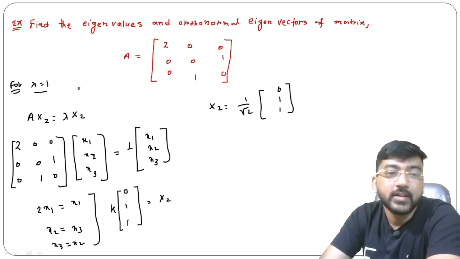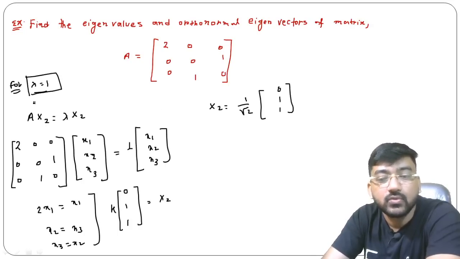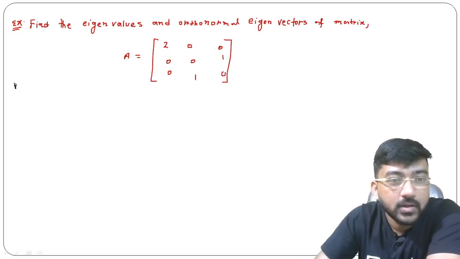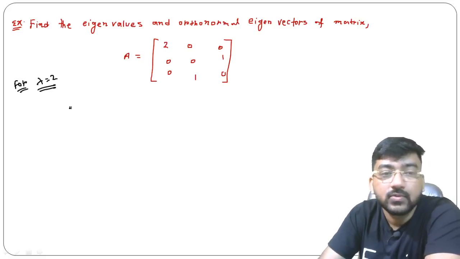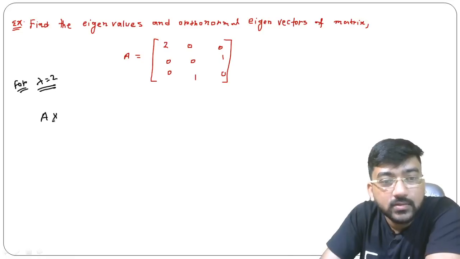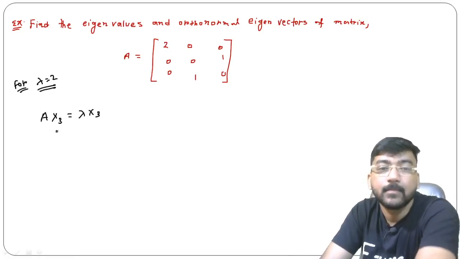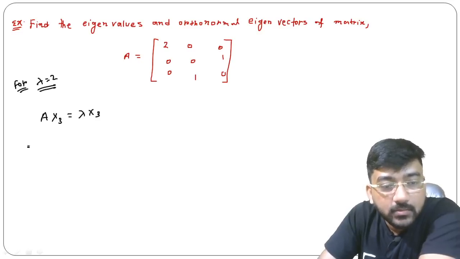Okay, now let us find out for lambda is equal to 2. So here again we have to use that A x3 is equal to lambda x3. So here A is nothing but again [2, 0, 0; 0, 0, 1; 0, 1, 0].